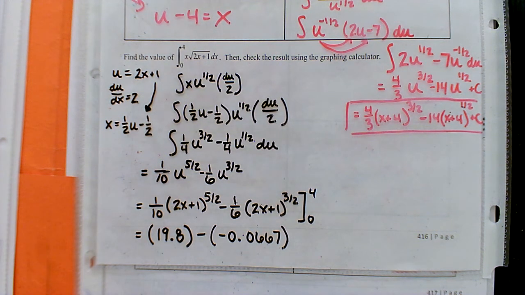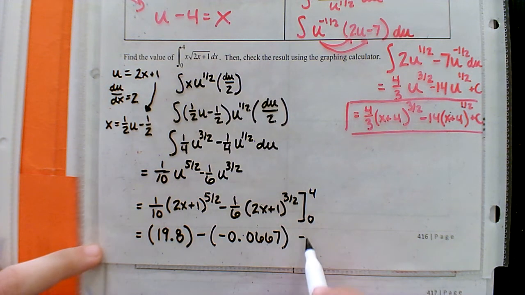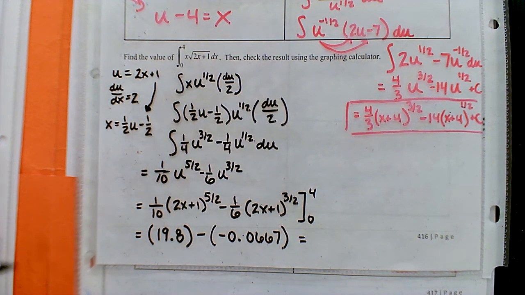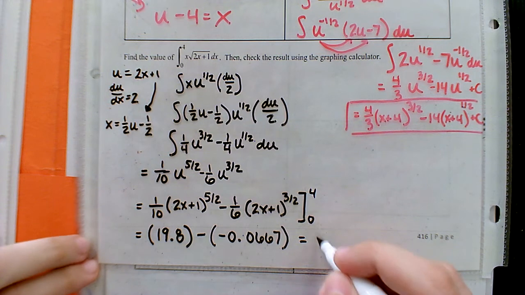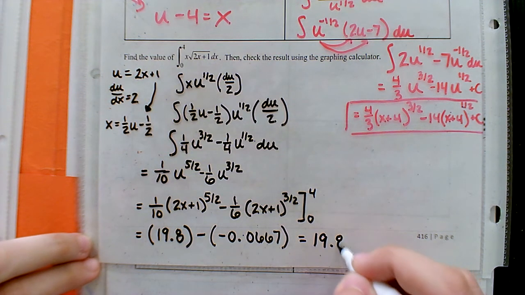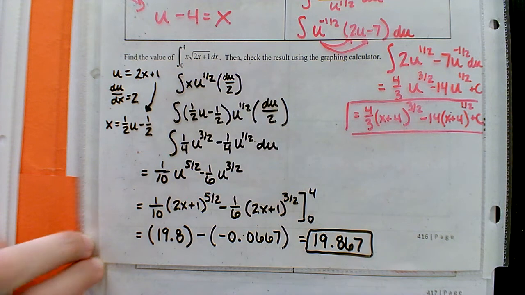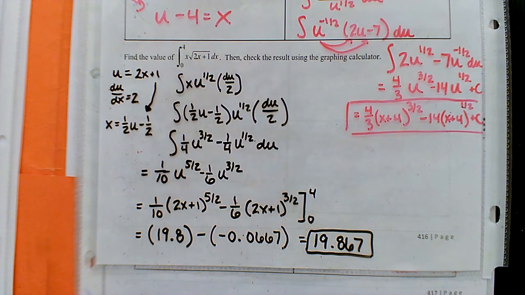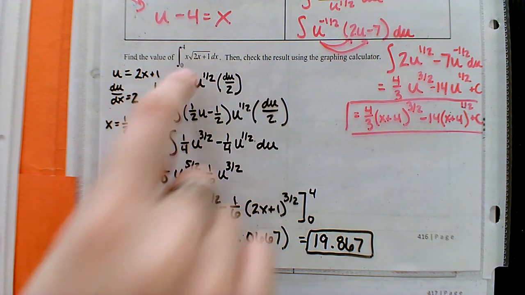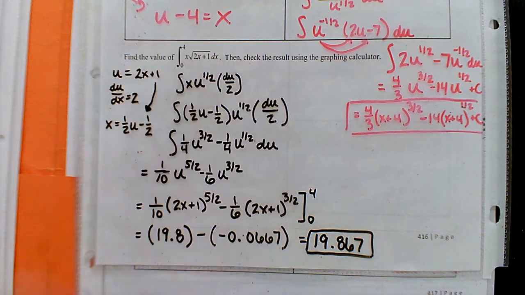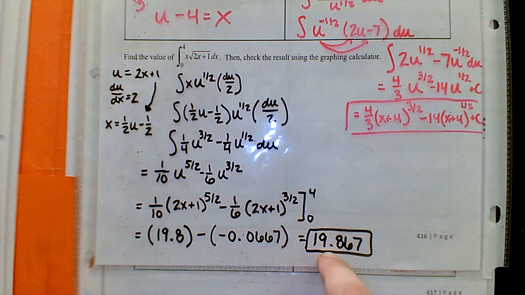Negative 0.0667. All right, so top minus bottom, we get 19.867. Sound right? All right, so that's what we get by hand up to a point, like we used our calculator to help us evaluate it. But let's go ahead and see if we were to type in that exact starting integral on our calculator, hopefully we would get the same answer.